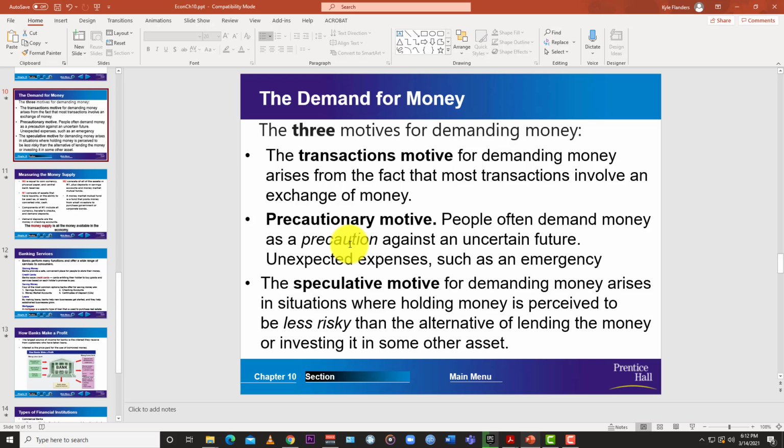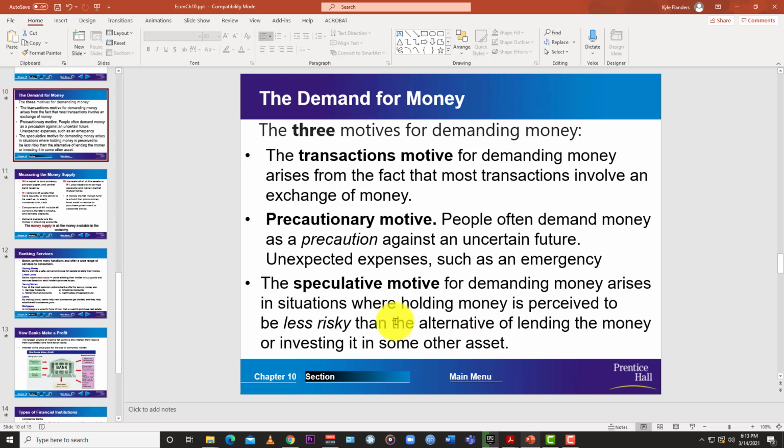And then the other one now, the last one we have here, is the speculative motive for demanding money. The speculative motive arises in situations where holding money is perceived to be less risky than the alternative of lending the money or investing it in some other asset. So what they're saying here is that you're speculating. You might say, okay, something might happen tomorrow, next year, in the next 3 months, so I need to hold on to my money for when that happens. So they say when holding money is perceived to be less risky.